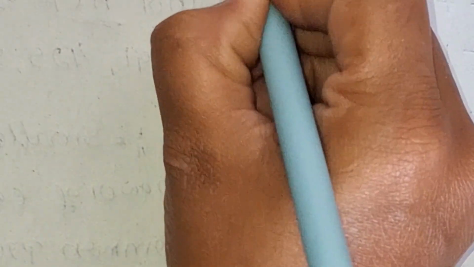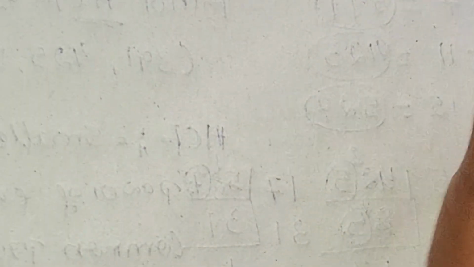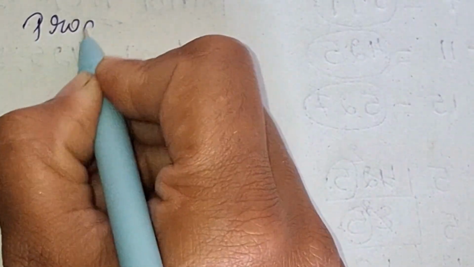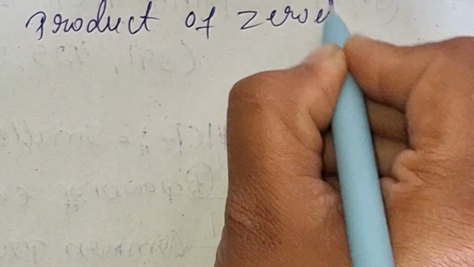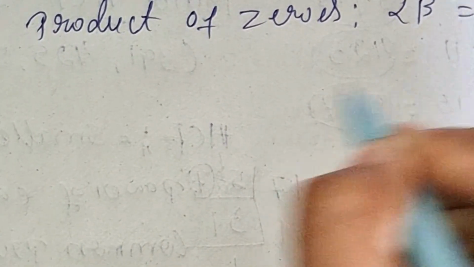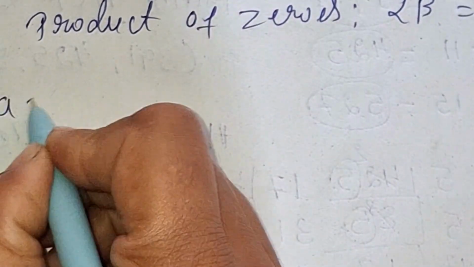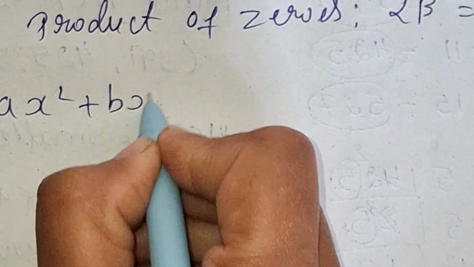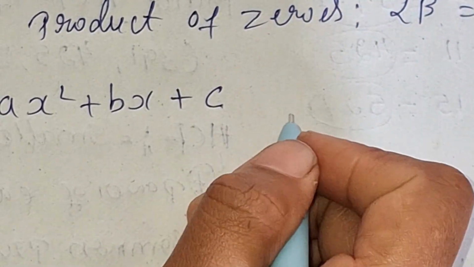First one is the sum of zeros. What is the sum of zeros? Alpha plus beta equal to minus b by a. Second one is the product of zeros. Alpha into beta equal to c by a. The equation is ax square plus bx plus c.